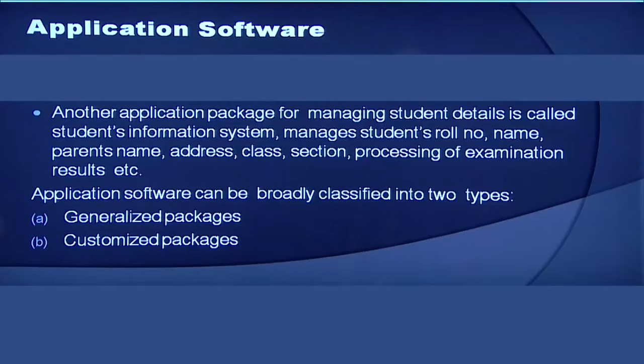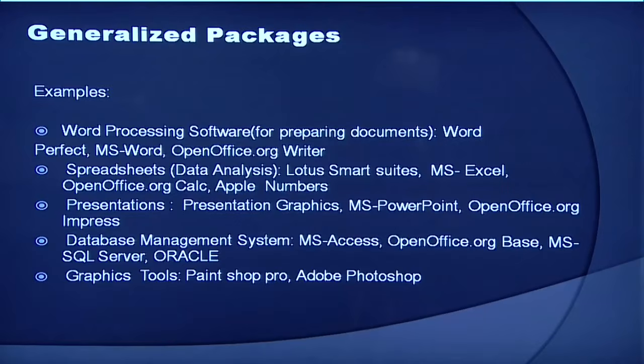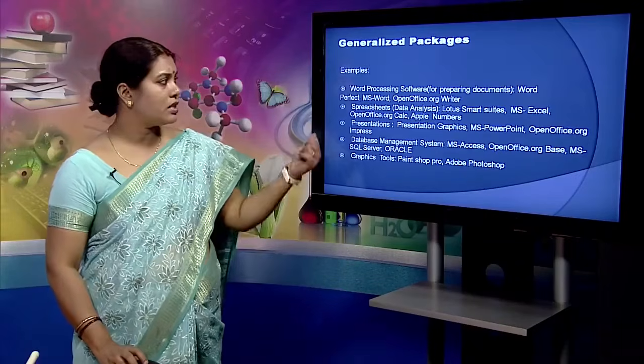Application software can also be broadly classified into two types: generalized packages and customized packages. So generalized packages, you have various examples. These are basically word processing software, spreadsheets, presentations, database management system, graphics tool. Generalized packages are basically user-friendly software written to cater to users' very general needs, such as preparing documents, drawing pictures, as you can see in the list.